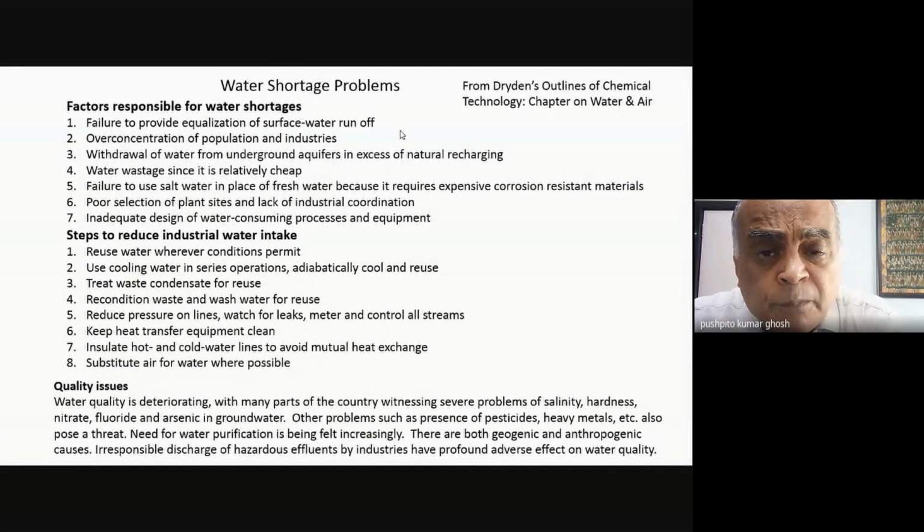Over-concentration of population and industries. Oh, this is becoming a much more serious problem today. The population has surged in our country, and so obviously the demand for water has gone up. And in some ways it's a good thing also, but there has been too much clustering of industries. So the local demand for water in certain pockets has increased a lot. That's a big problem.